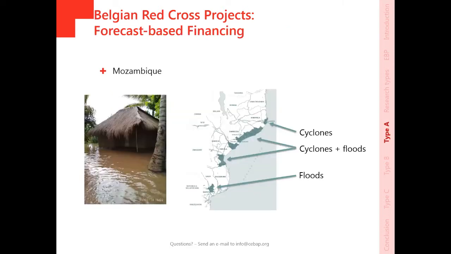Another project we have ongoing is a forecast-based financing project in Mozambique. Certain areas in Mozambique are known for its cyclones and floods. And the idea is that instead of waiting until the cyclones and floods are over and we have to start rebuilding, we provide aid beforehand when we know a cyclone or a flood is coming. And with this aid, we could prevent some damages rather than rebuild.